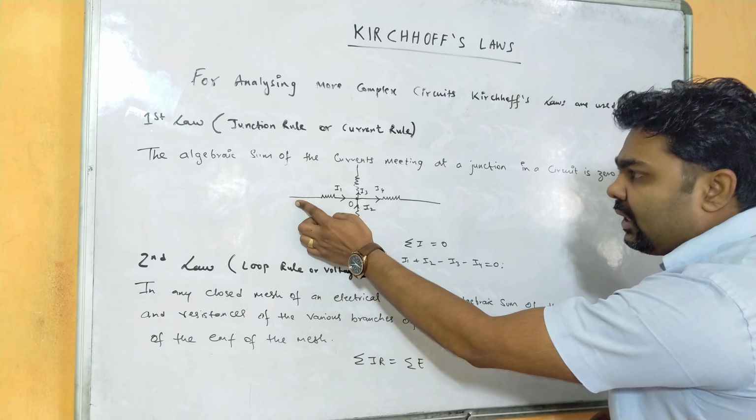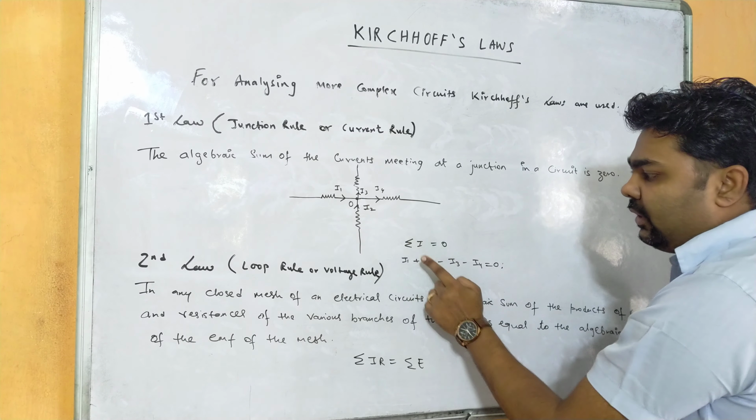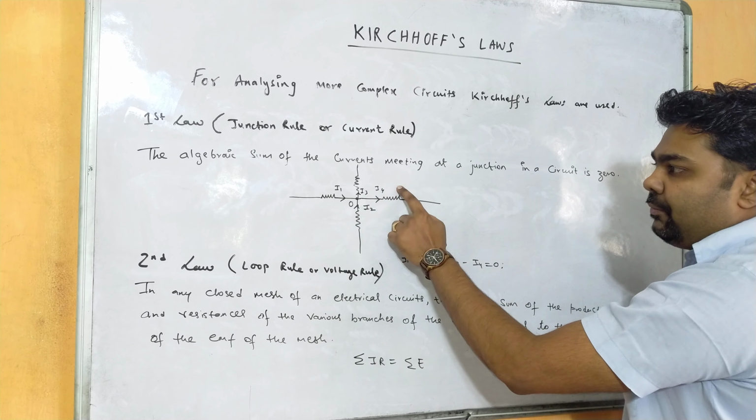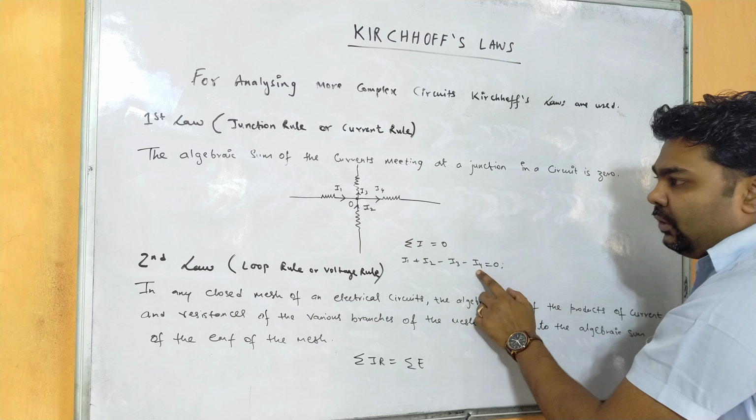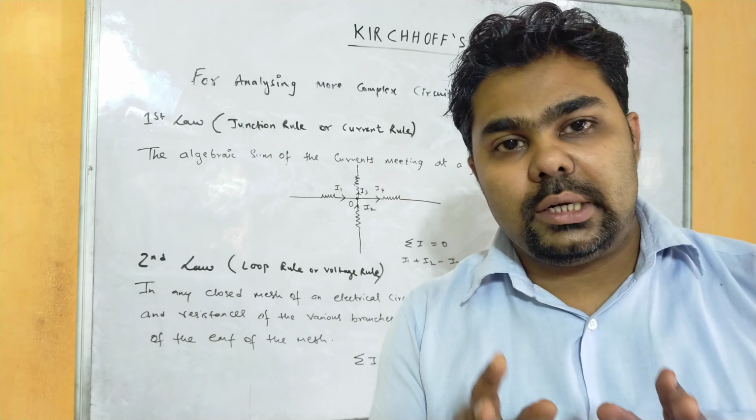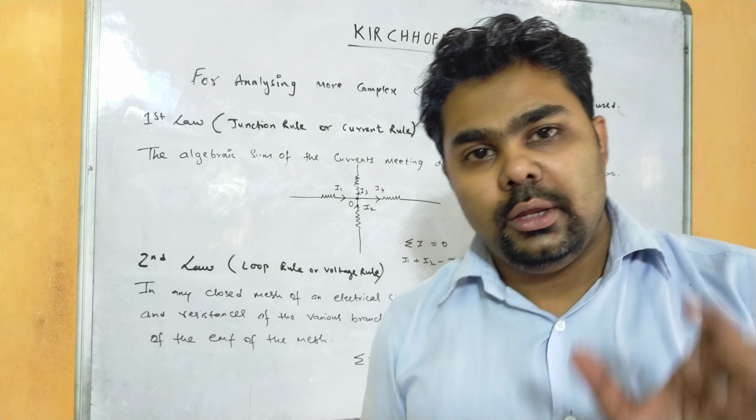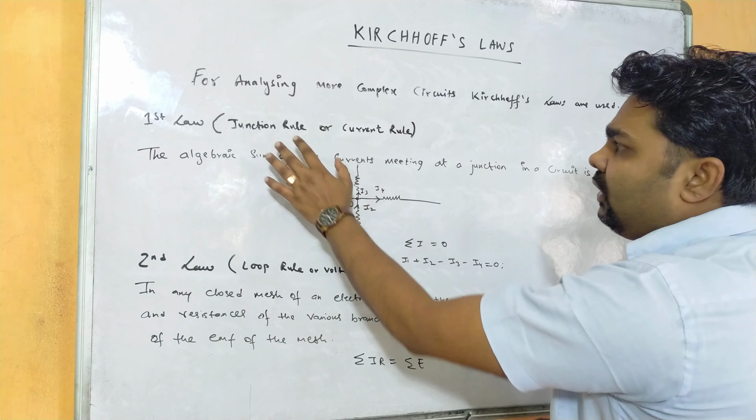That means when current is coming toward the junction, that is plus I1. When I2 is coming towards the junction, that is plus I2. I3 and I4 are departing from the junction, therefore minus I3 minus I4. That means total current coming towards the junction must be equal to total current going away from the junction, right? So this is the first law, that is called current rule or the junction rule.